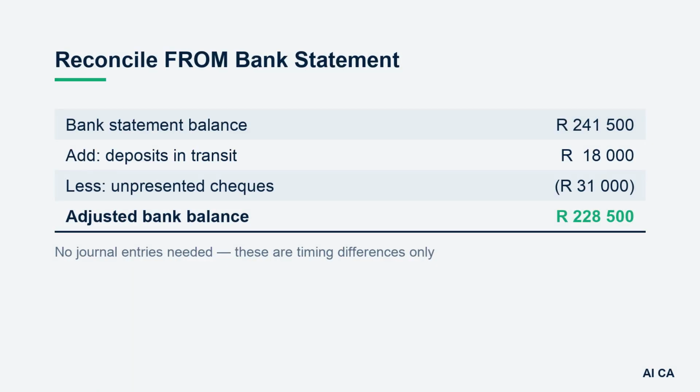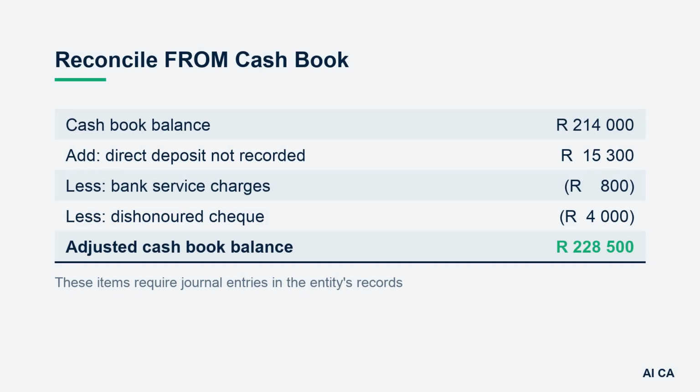Starting with the bank statement balance, we work downward to arrive at an adjusted figure. Deposits in transit of 18,000 Rand appear in the cash book, but have not yet cleared the bank, so we add them. Unpresented checks totaling 31,000 Rand have been issued and recorded in our cash book, but have not yet been presented to the bank, so we deduct them. The adjusted bank balance is now 228,500 Rand.